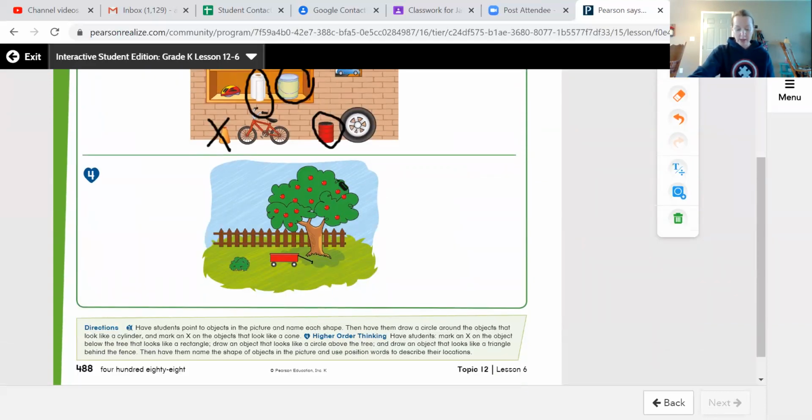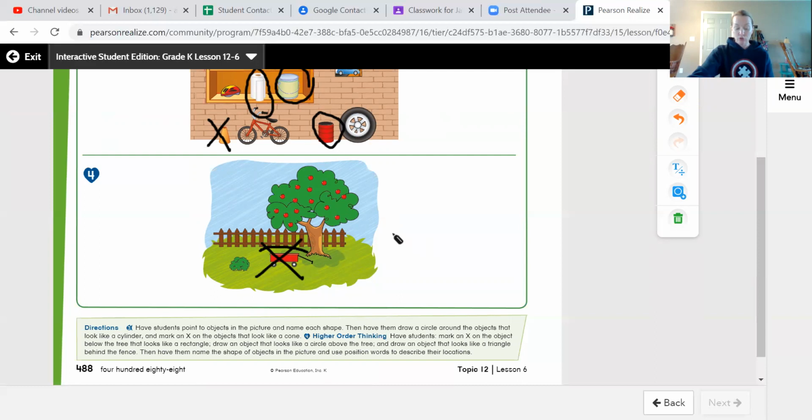It says mark an X on the object below the tree that looks like a rectangle. What object on here is below the tree or under the tree and is also shaped like a rectangle? Give you a minute to think about it. It's the wagon. Good job. Mark an X on the wagon.